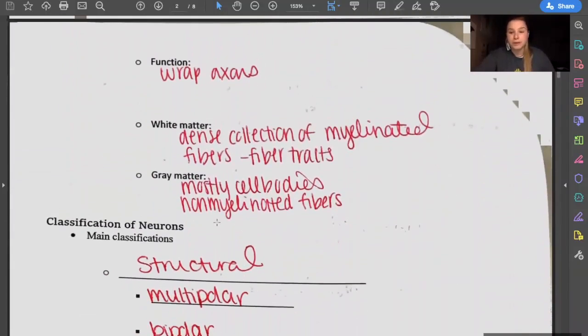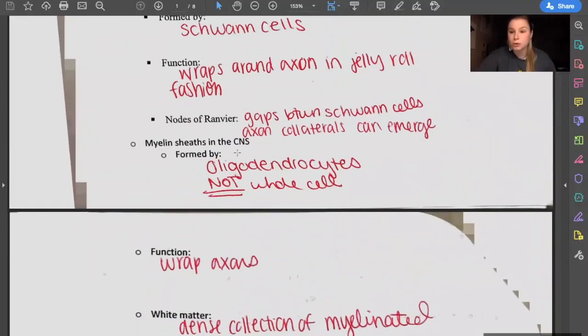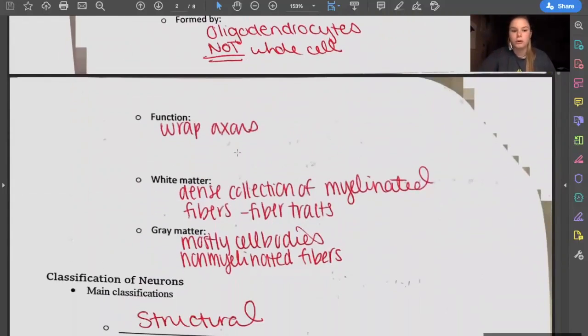So we have white and gray matter when we're talking about the central nervous system, which is our brain and our spinal cord. White matter is a dense collection of myelinated fibers and fiber tracts. It makes sense that the white matter is lots of myelinated fibers, lots of lipid and protein heavy wrapped fibers, which gives it that white character. And then gray matter is mostly cell bodies or non-myelinated fibers.